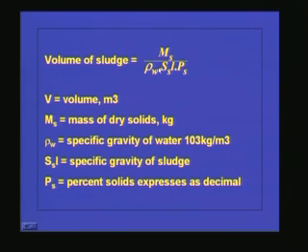The volume is the total mass or weight of the sludge divided by rho W into SSL into PS, where V is the volume of the sludge in meter cube, MS is the mass of dry solids in kilogram, rho W is the specific gravity of water, SSL is the specific gravity of sludge, and PS is the percent solids expressed as a decimal. So if you know the percent solids as a fraction and the dry mass, then we can find out the volume of the sludge.